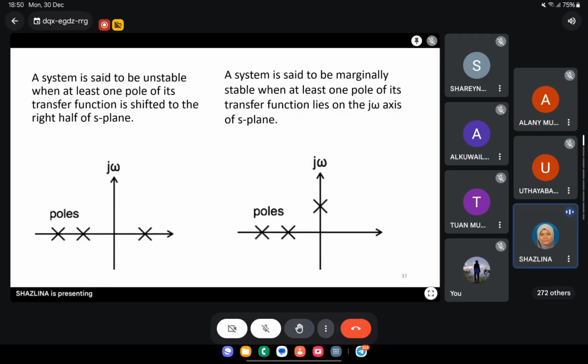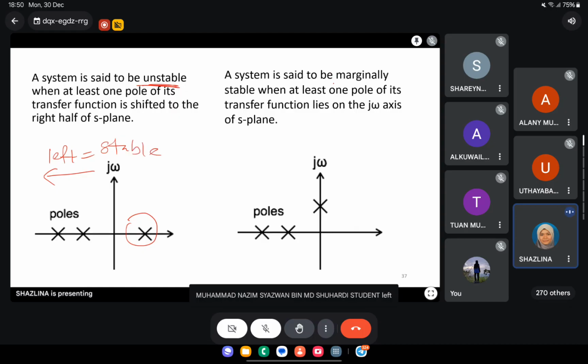A system is said to be unstable when at least one pole of its transfer function is shifted to the right half. When there is a pole on the right side, it is unstable. All the poles for a system to be stable have to be on the left. Left is stable.